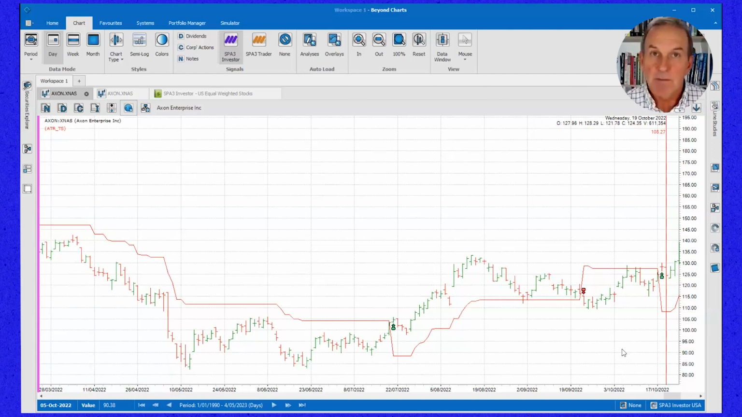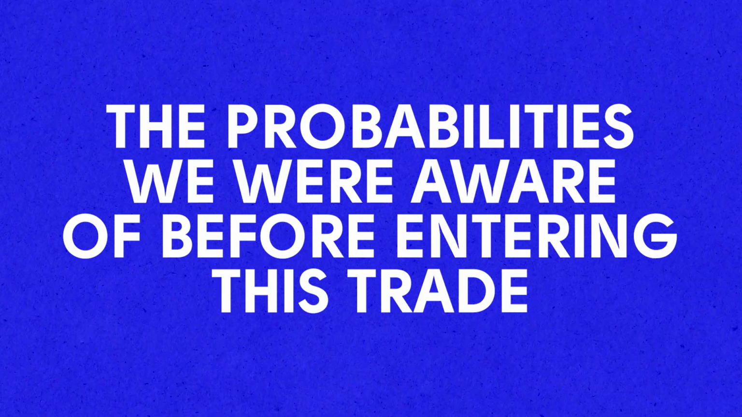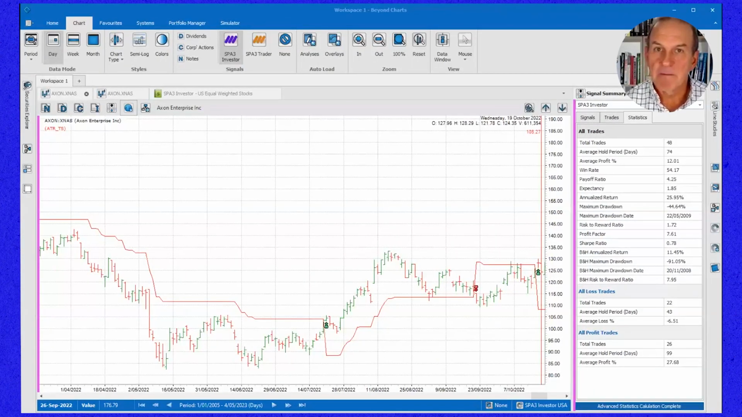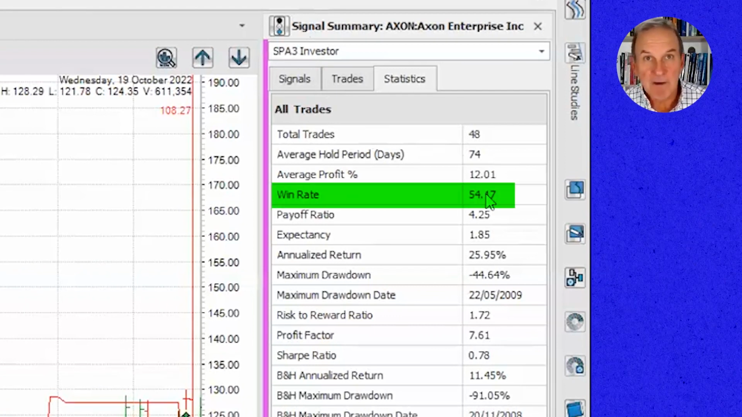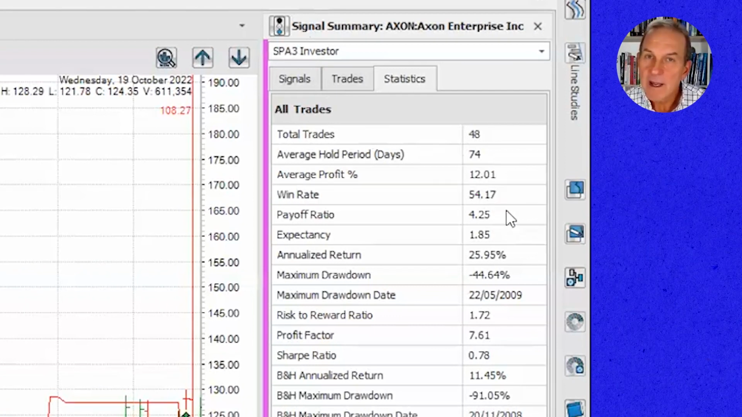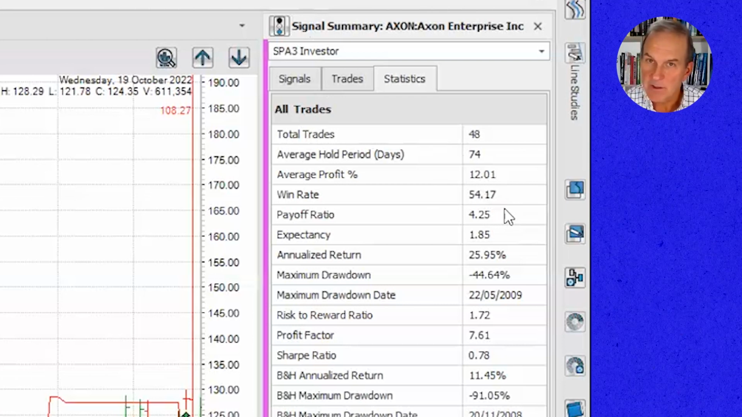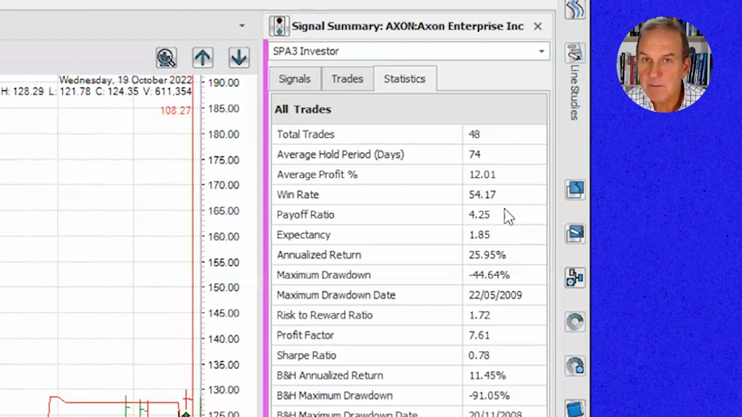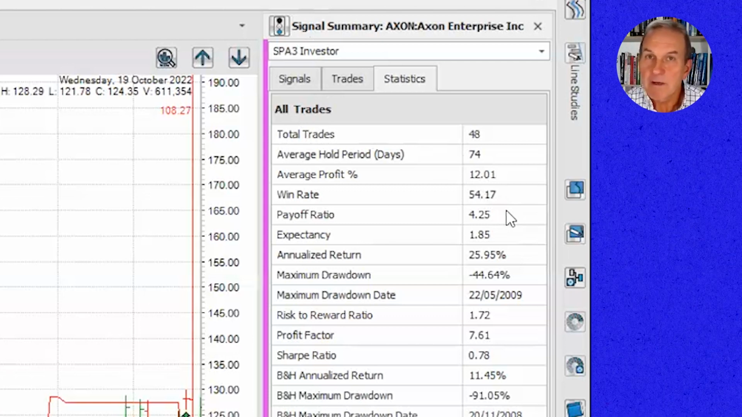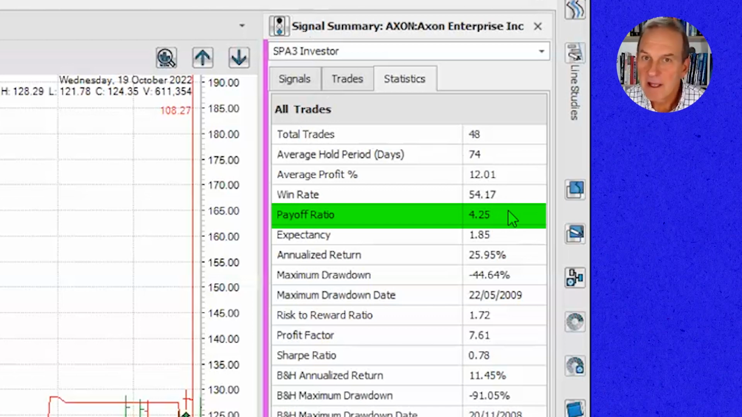and we let those probabilities play out. Now, I'll show you the probabilities that we were aware of before I actually entered the trade. At the time of doing this trade, the probabilities were that we had a 54.17% chance of winning. And if we did, our average win, the win that we could have compared to the loss we could have, because we could also have a 45%, 46% chance of losing, our win would be 4.25 times bigger than a loss that we might have as a result of this trade.